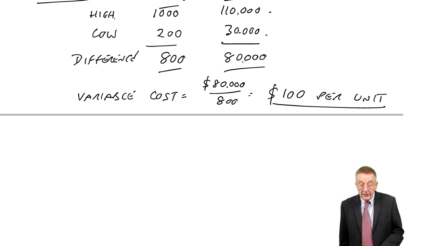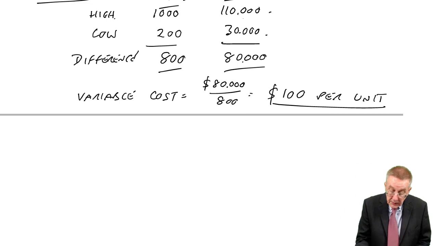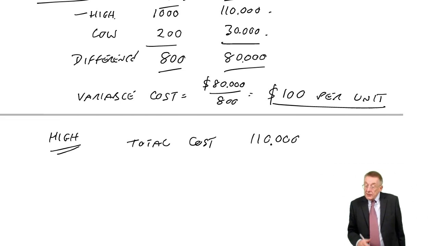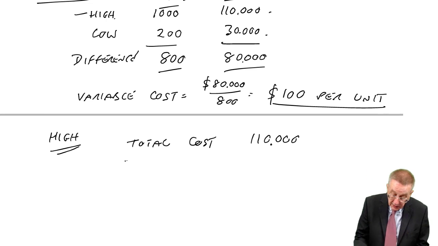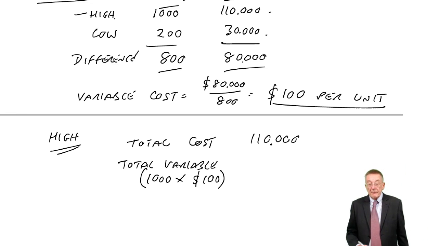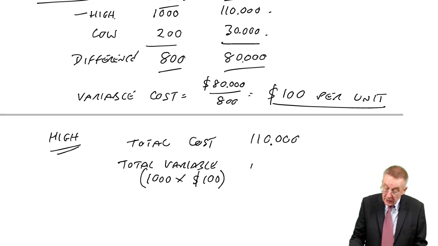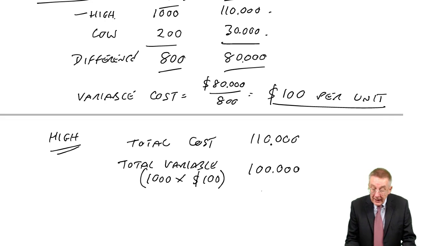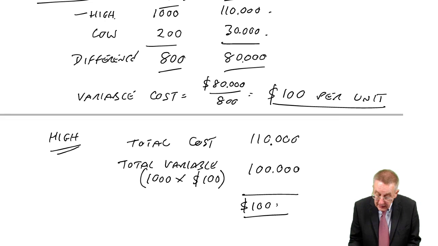What about the fixed cost? Well, now we can get it. Go to either of those two. If I go to the high one, we know what the total cost is, 110,000. Part of that is the variable cost. And what's the total variable cost? Well, it was 1,000 units. We now know it's 100 a unit. And so the variable cost in total is 100,000. Well, if the total is 110,000, that extra 10,000 is the fixed cost.